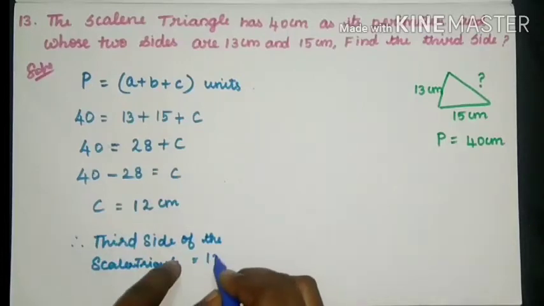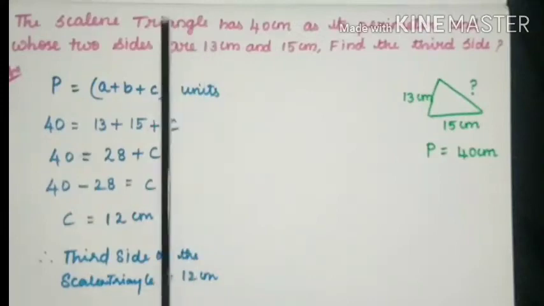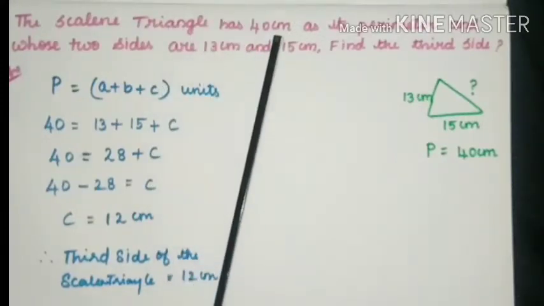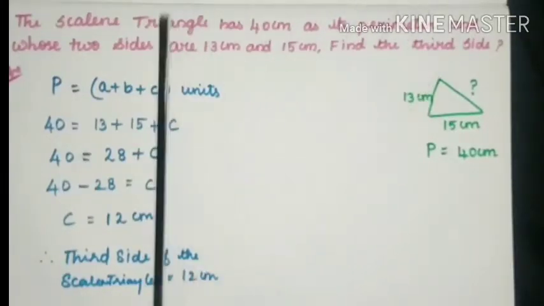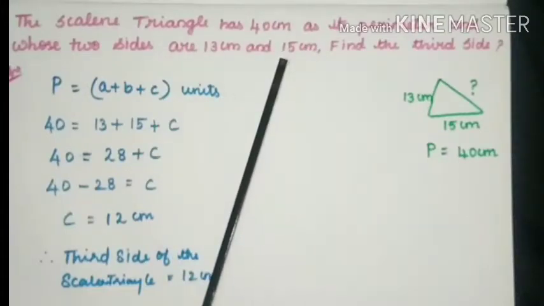Yes, 12 centimeter. Students, listen carefully. Here, the perimeter of the scalene triangle is given as 40 centimeter, and we have to find the third side of the triangle. Two sides of the triangle are given, that is 13 centimeter and 15 centimeter.